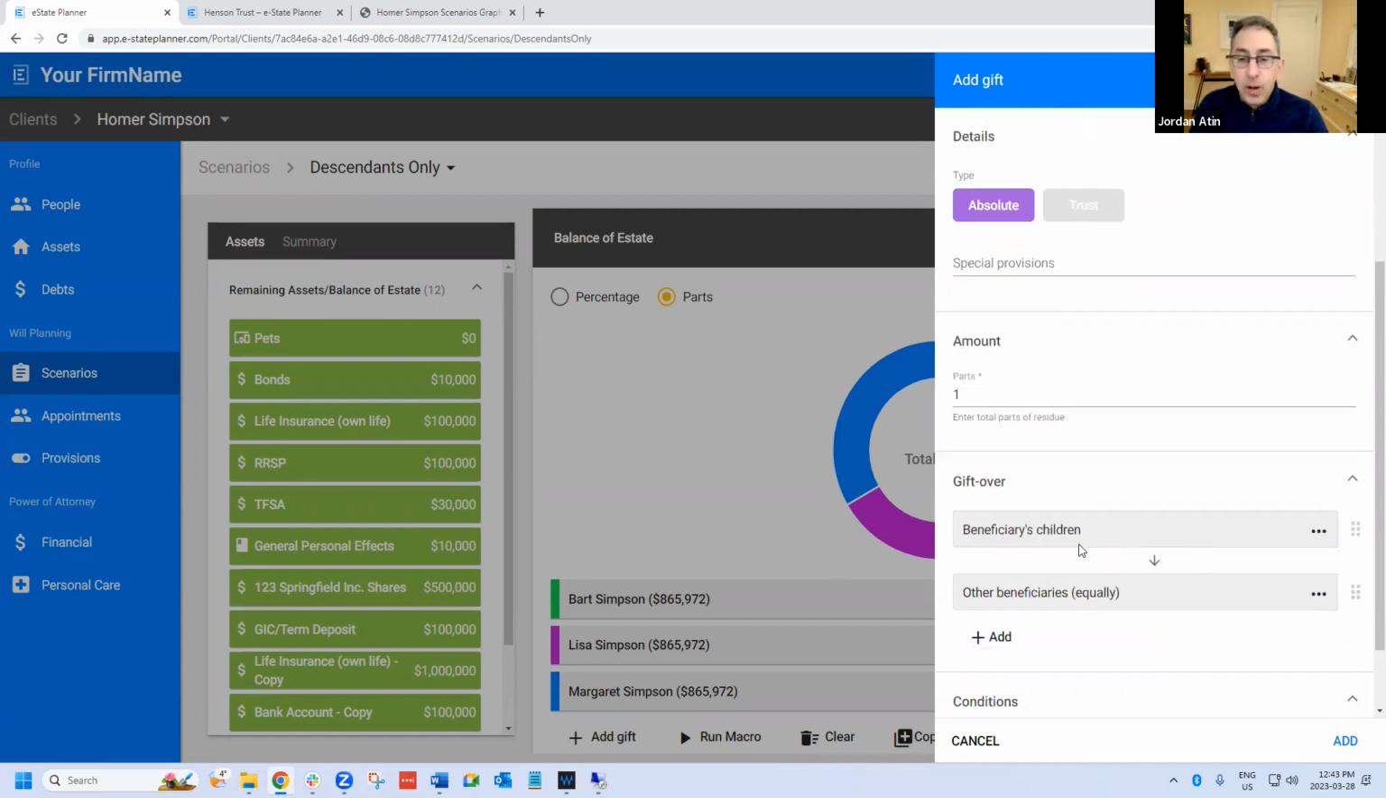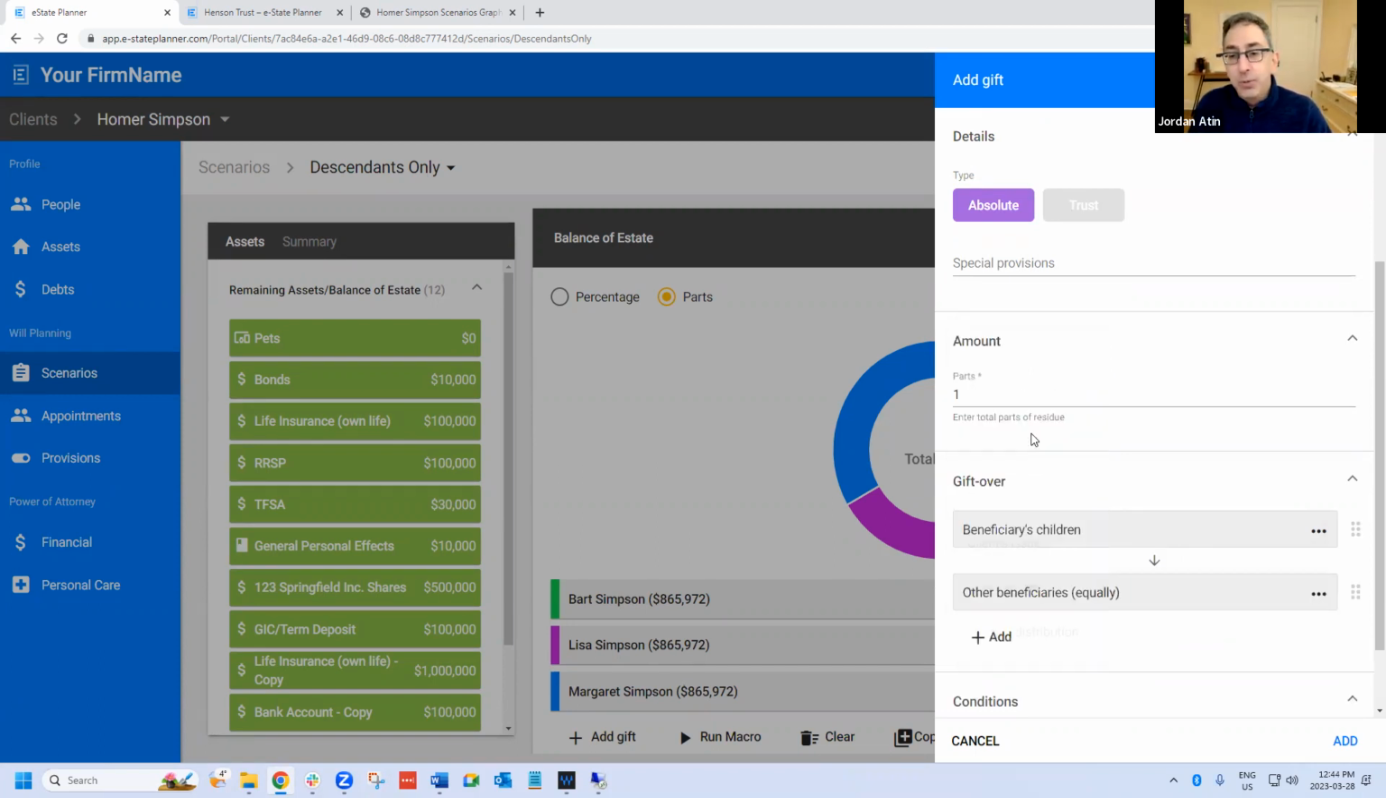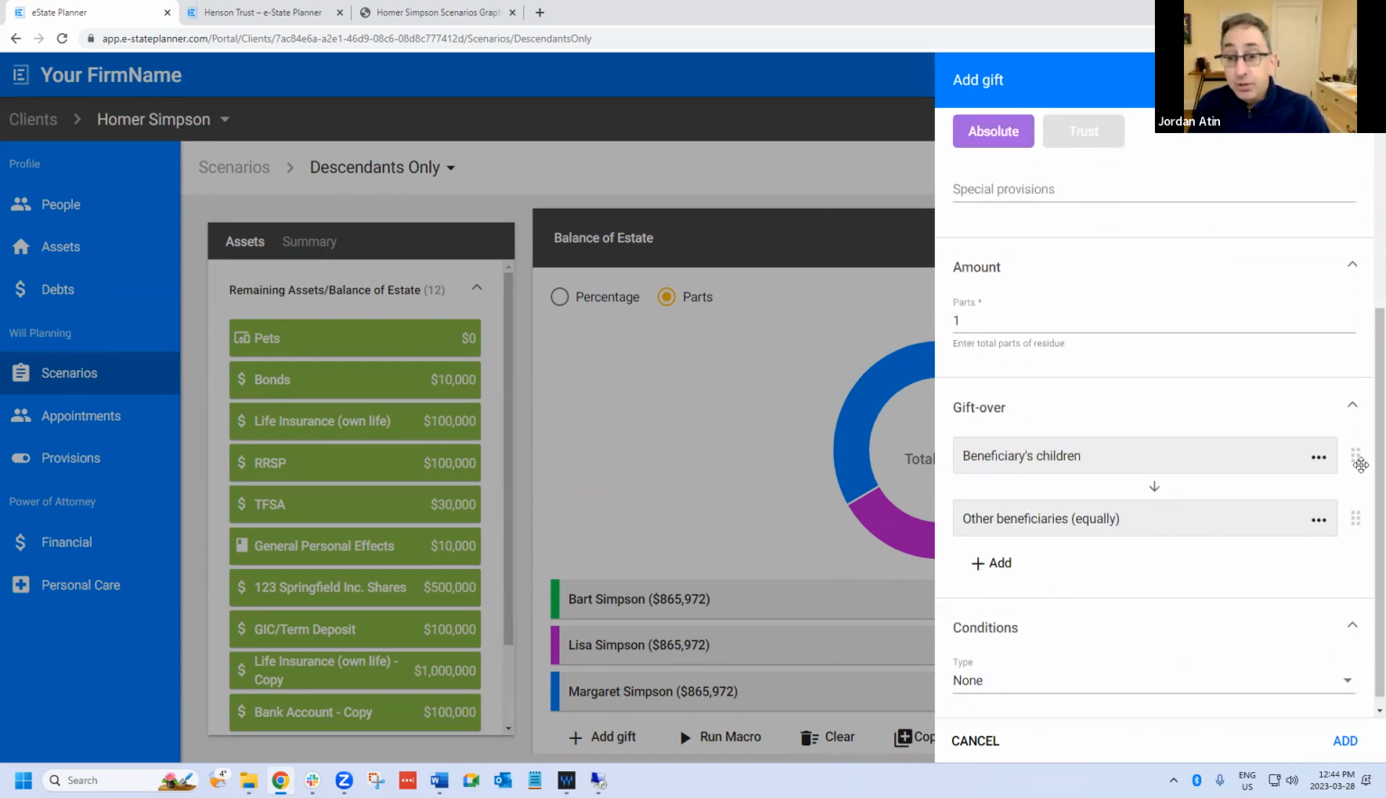And so eState automatically, let me just show you what we do. Automatically, if you add beneficiaries' issue or beneficiaries' children, it's going to assume at first instance by default that you would want them first to get the predeceased beneficiary's share. Now, if that wasn't correct, you can always move it around. But we figure that in most cases, that's what you would want. So we put that first when you're adding it as a gift over. Okay. And then of course you could add other segments as your further option if you wanted.